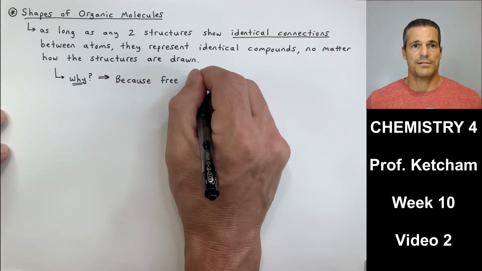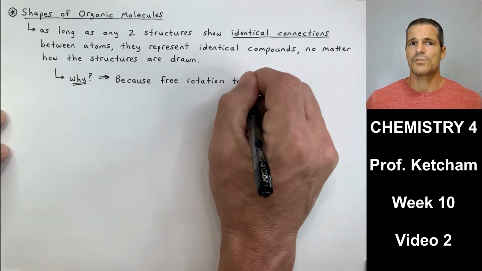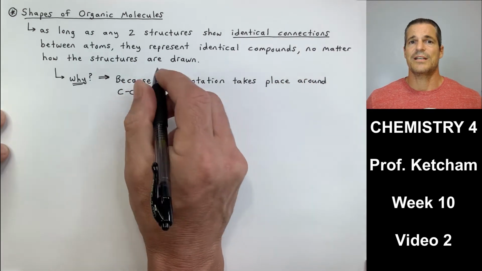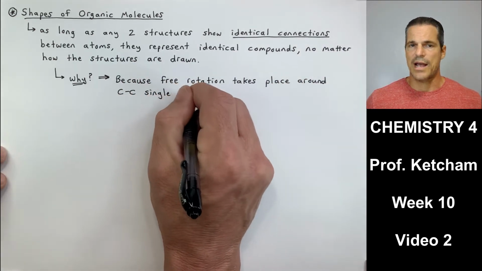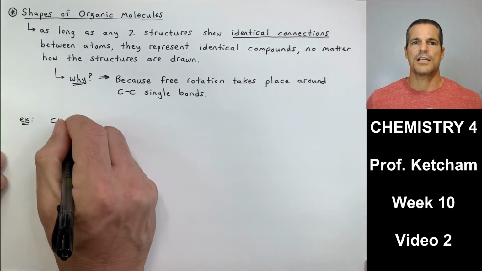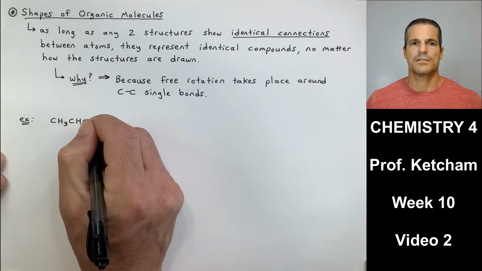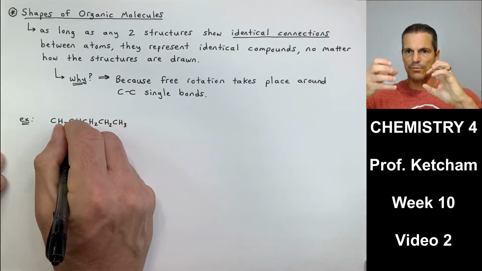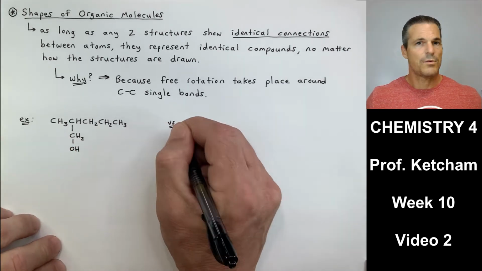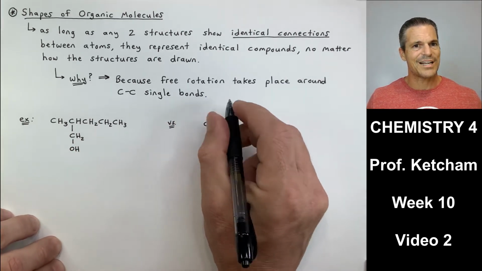First of all, let's reread. As long as any two structures show identical connections between atoms, they represent identical compounds, no matter how the structures are drawn. Why is that? Because free rotation takes place around carbon-carbon single bonds. Carbon-carbon single bonds can rotate like this, and then they can swing and maneuver, so it's very flexible. When you get double bonds, then things kind of get locked into place.